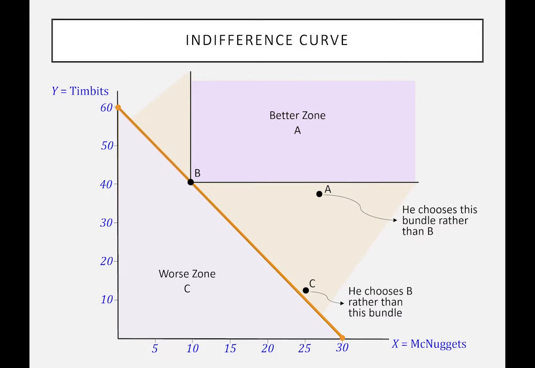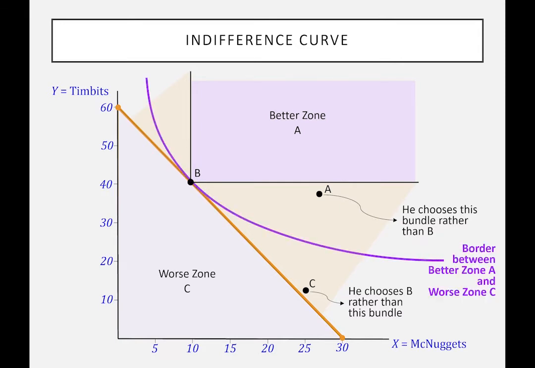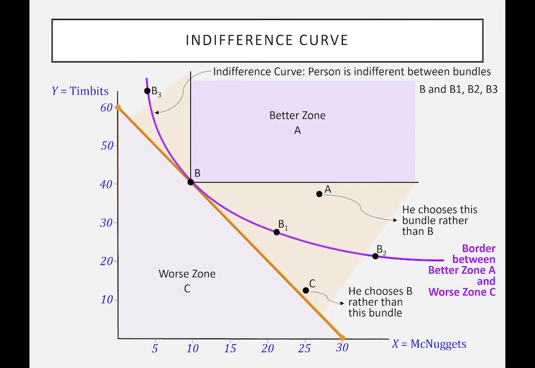What we hypothesize in economics is that there's some kind of a line that would go through this brown area that would become the border between Zone A and Zone C. This line has a name, and it's referred to as the indifference curve. What we mean by that, not only is it the border between what is good and what is worse, compared to B, let's say, but also means that anything along this purple line, the person can't decide whether they want B or B3 or B1 or B2. These are all comparable.